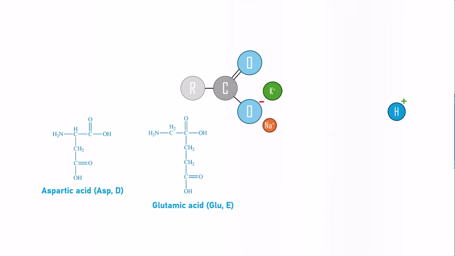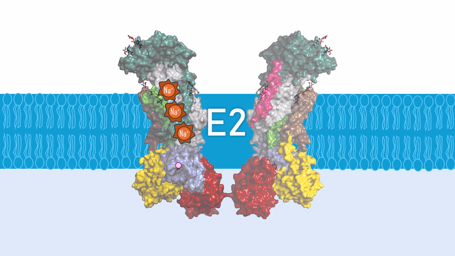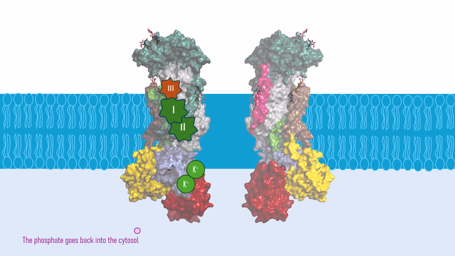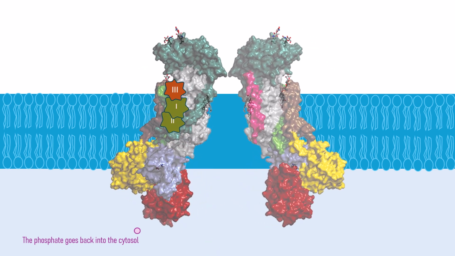Side note end. Now let's see the E2 state. In the E2 or outside-facing state, this happens. The pump binds 2 potassium ions, and the phosphate group is released, dephosphorylation. Dephosphorylation triggers the return to E1. No ATP is consumed. This step is energetically downhill. E2 to E1 is therefore the passive step. It's like a mechanical spring restoring its state after tension or pressure.